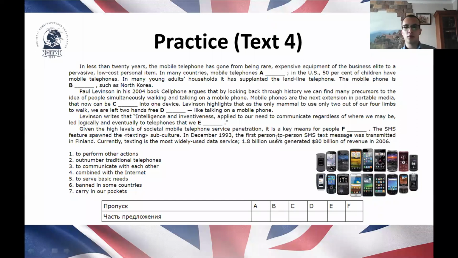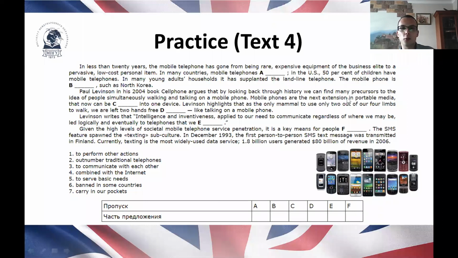And the last gap for today, gap F. "Given the high levels of societal mobile telephone service penetration, it is a key means for people" and then a full stop. We've got a gap, and after it is a dot. It is a key means for people. It is a very frequent pattern in the English language when we put "it is something" and then this. What do we usually put here? People, each other. Also good.